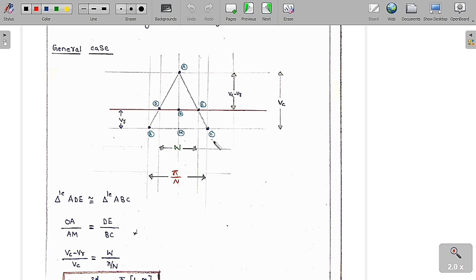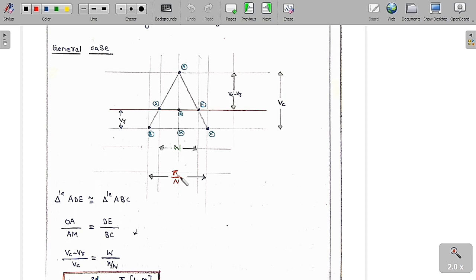Now I have already told you, only in this range VC of t is greater than VR of t. So therefore we are going to get a pulse width in this range. The W is called the pulse width. So this is the pulse width we are going to generate in the output voltage.